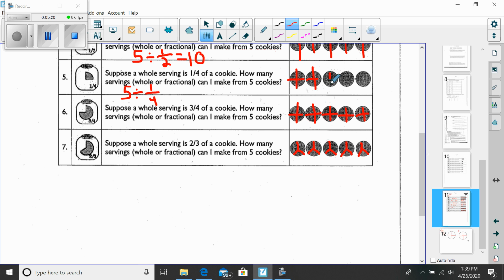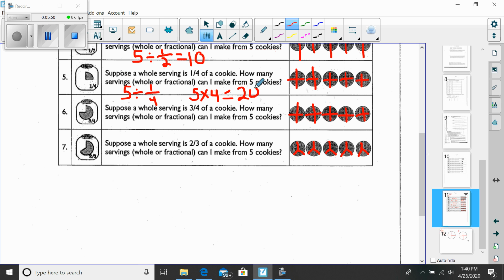Okay, so I'm measuring off a quarter, measuring off a quarter. Well, every single one of these is 4 quarters. Okay, so therefore, I have 5 of these groups of 4, right, to get 20.